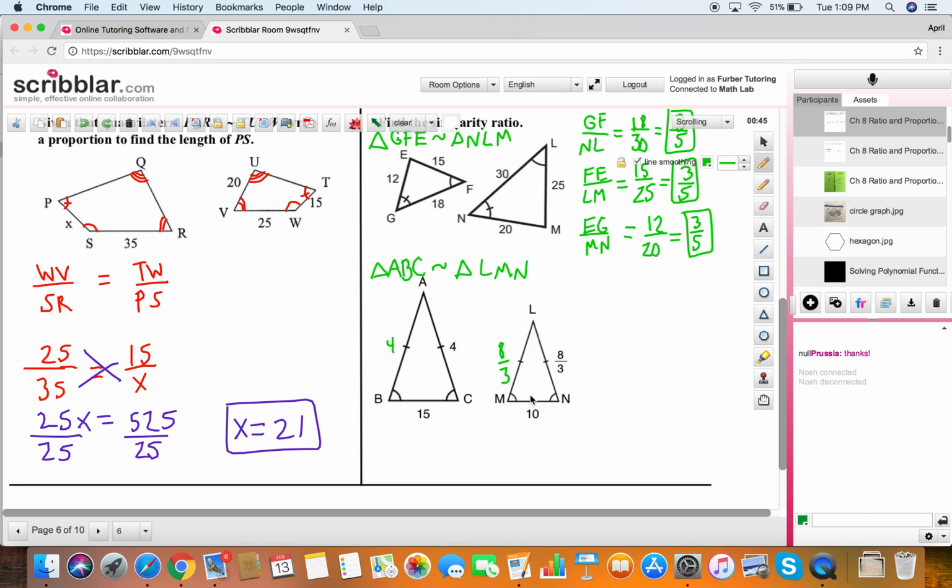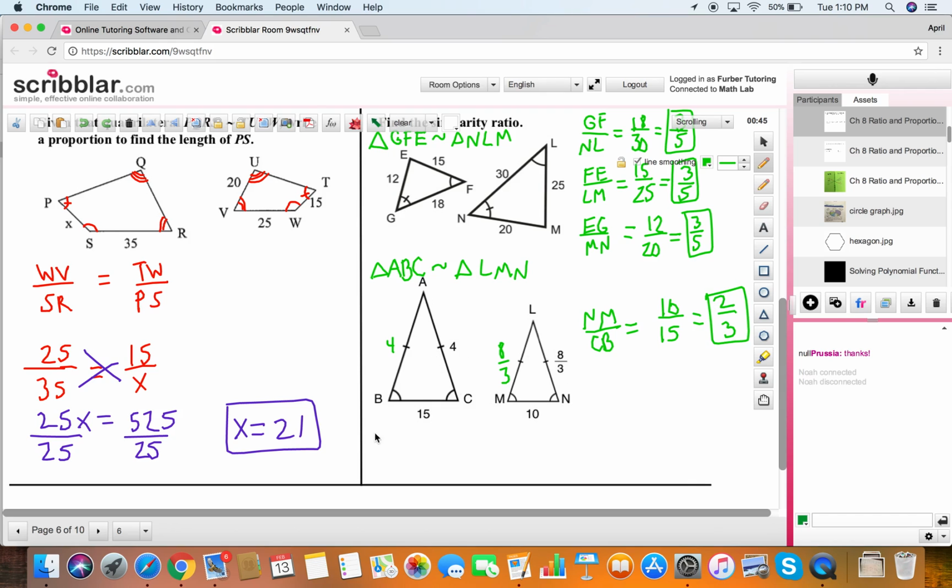And honestly, it doesn't matter which way you do it, if you want to do the bigger to the smaller or the smaller to the bigger. I just always am in the habit of making the ratios be from small to big. So I'm going to do the NM, and that corresponds to CB. NM is 10, CB is 15, and if you divide both of those by 5, the fraction reduces to 2/3. So the question is, do these reduce to 2/3?